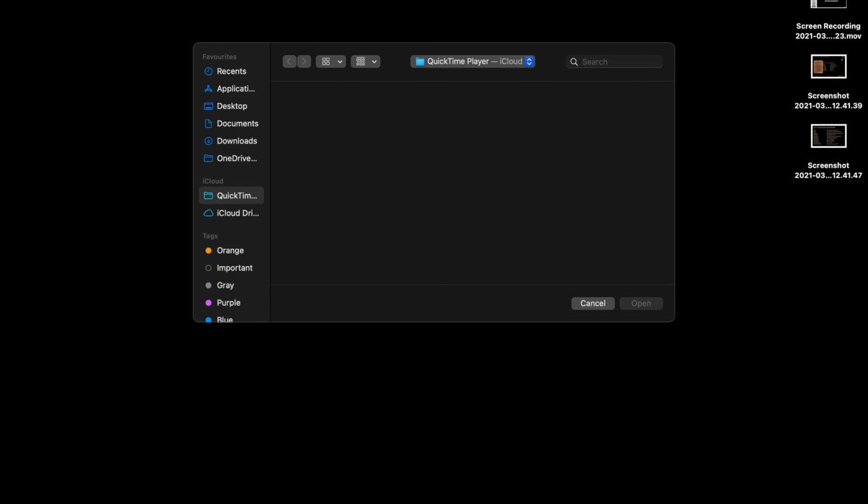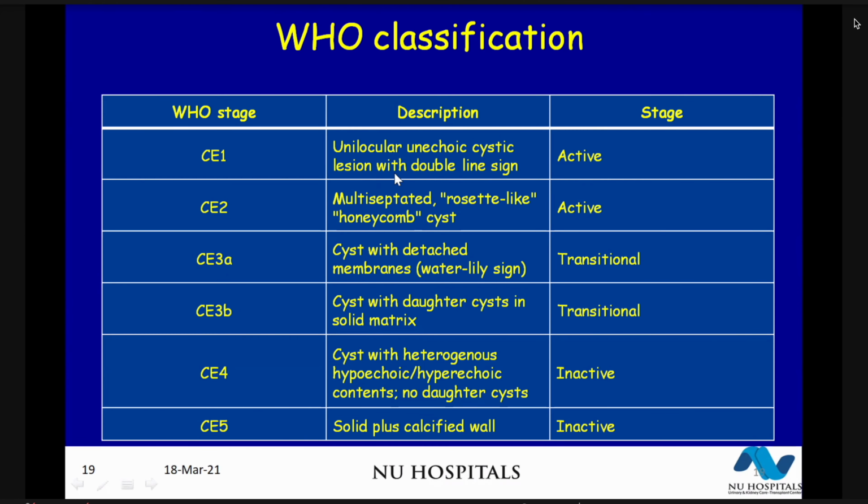Process 1 to stage 5. So as per the ultrasound, it can be a unilocular anechoic lesion with double line sign. Probably the double line is due to the germinating layer and the pericyst layer. And consider this cyst as active and further progressing to a rosette-like honeycomb cyst.